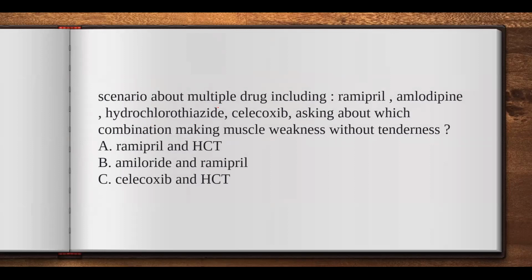But next question, let's have a look. This one has a very good explanation. So you've got a scenario of multiple drugs. Usually drug combinations are very, very important for the exam. You should have a basic idea about some of the common drug complications, like antihypertensives, very commonly asked. So a 50-year-old patient comes to you with muscle weakness without any tenderness. On questioning, this patient is on ramipril, which is an ACE inhibitor, amlodipine, a calcium channel blocker, hydrochlorothiazide, and celecoxib, which is an NSAID.